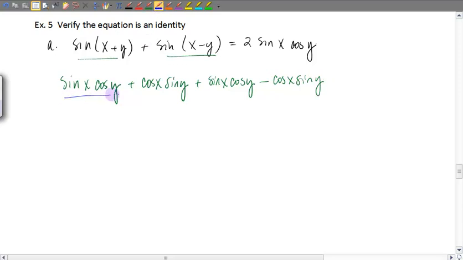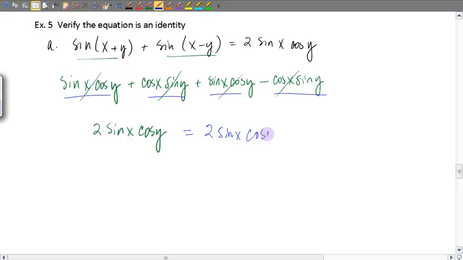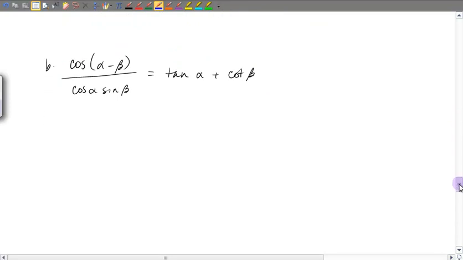So what I have here are 4 terms, and I'm going to see if I can combine any of these like terms. Starting here, I have a sine x cosine y. I have another sine x cosine y. So I have a total of 2 sine x cosine y. Now I have a cosine x sine y minus cosine x sine y, so that's gone. All this leaves me is 2 sine x cosine y, which is what I wanted to turn it into, and sure enough I did. So that one's done. Alright, not bad. Let's look at another example then.